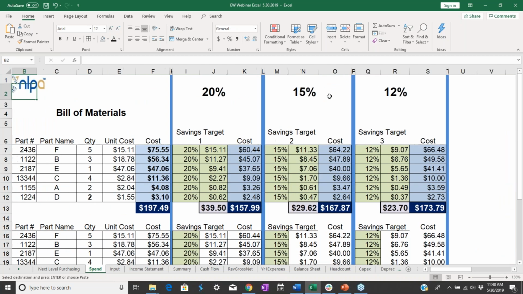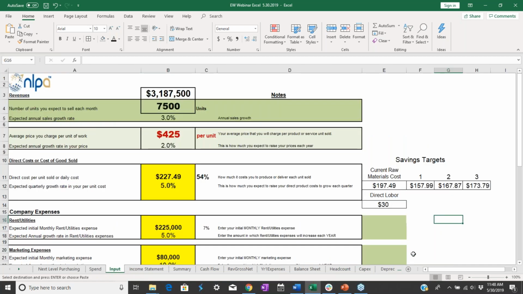So we're going to go into another tab right now, where you're going to pull this information into a driver, and that's here. So here now we have some of the bigger picture of the organization. That's why I say this is very, very important. So we're looking at monthly revenues for this organization, 7,500 units are sold, and at a price point of $425 per unit.